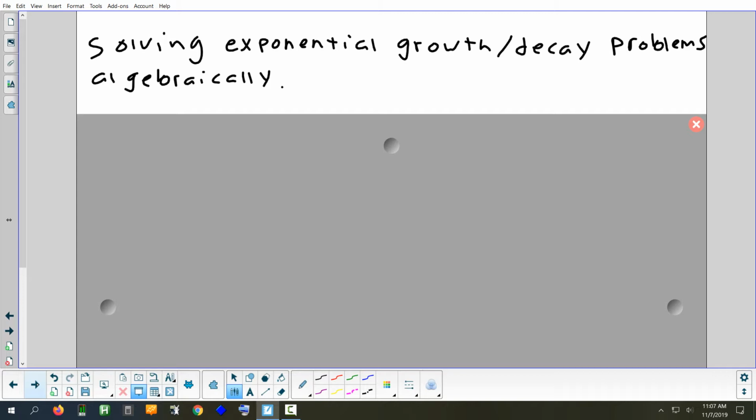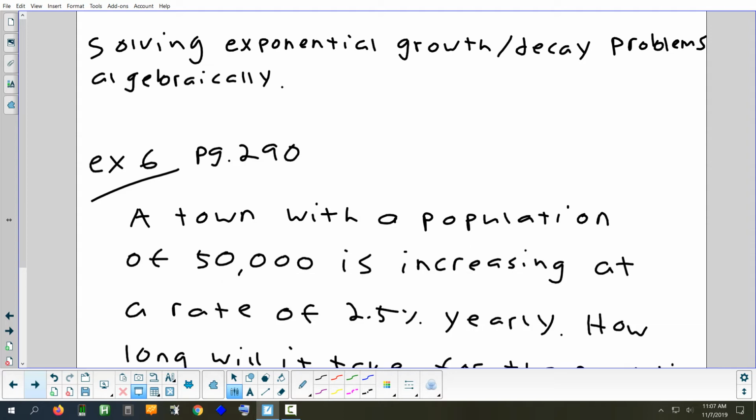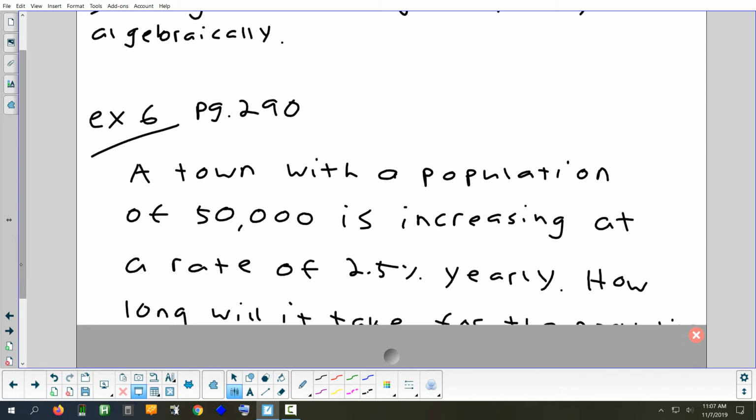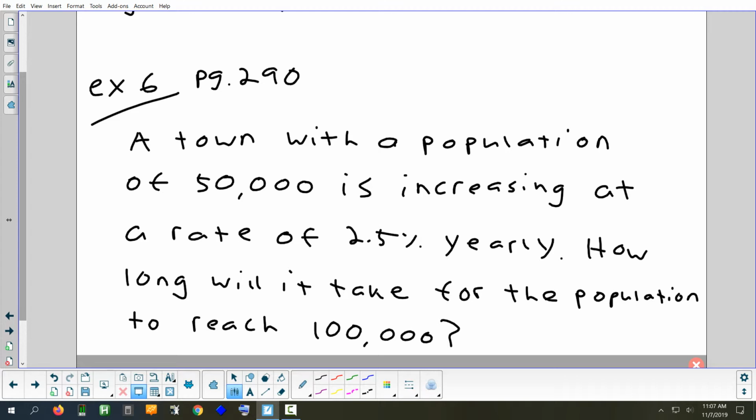Okay, so let's take a look at, I think we've done this problem before, this exact problem in the notes. But when we solved it, we did it graphically. Right? We talked about it when we did exponential growth. Okay, I think on Tuesday. And I think the answer was like 28.07 years, if I remember from the notes. But it's a town that has 50,000 people. It's going up at 2.5%. How long does it take the population to double?